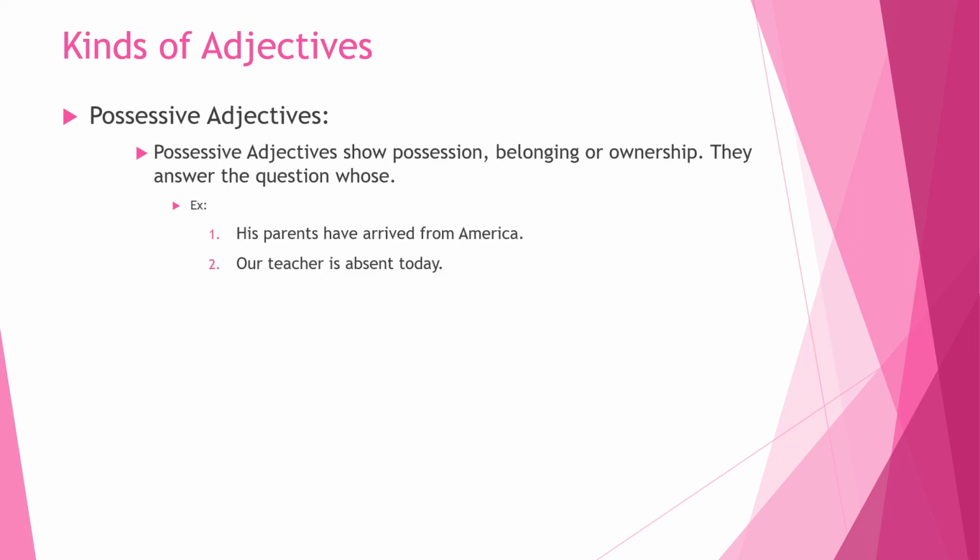In the example given below, his parents have arrived from America. Whose parents have arrived? His parents. We are answering the question whose. In this sentence, his is the possessive adjective which shows possession. In the next example, our teacher is absent today. Our is the possessive adjective which is answering the question whose.